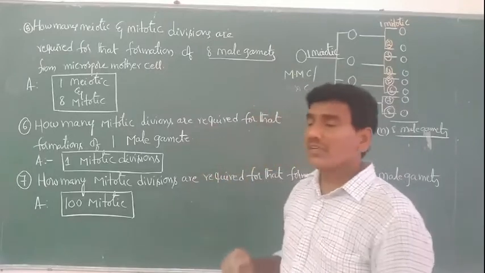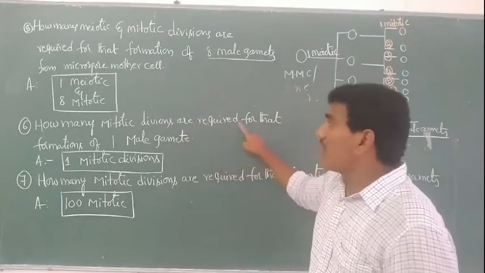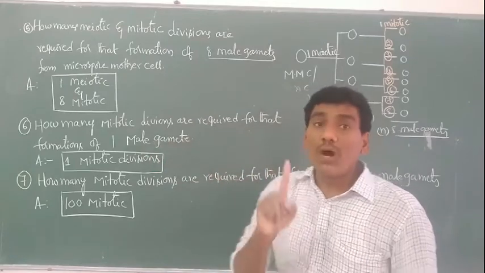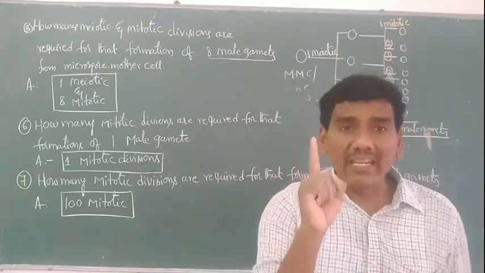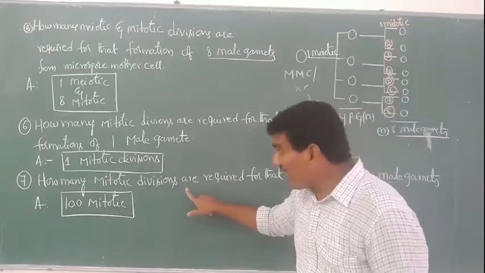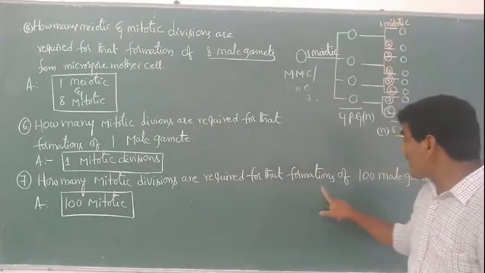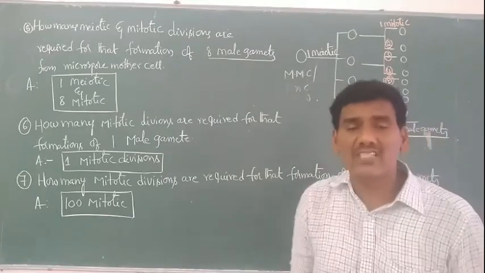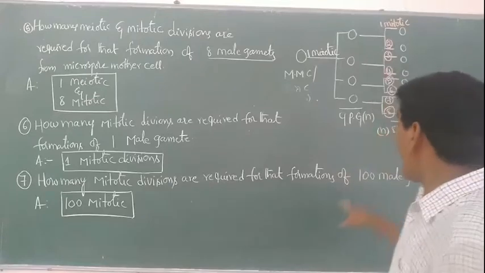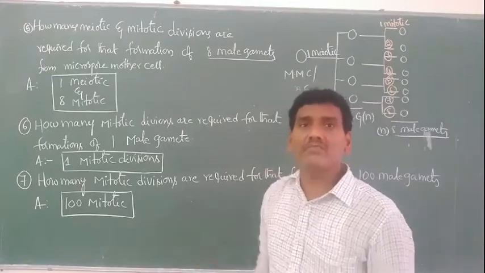Sixth question: how many mitotic divisions are required for the formation of 1 male gamete? For 1 male gamete, 1 mitotic division is required. Seventh question: how many mitotic divisions are required for the formation of 100 male gametes? 1 male gamete needs 1 mitotic division, so for 100 male gametes, 100 mitotic divisions are required.